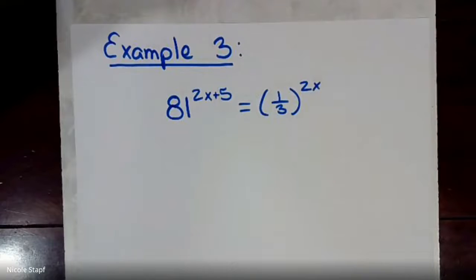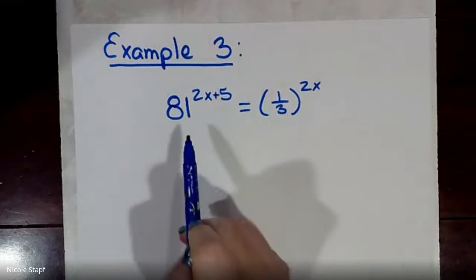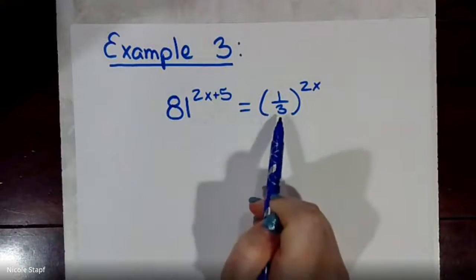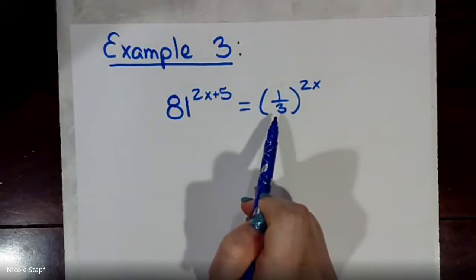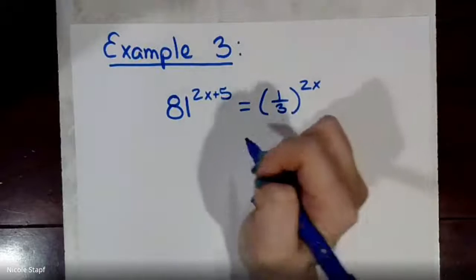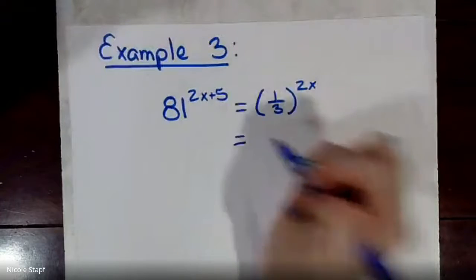We have 81 to the 2x plus 5 power equals 1/3 to the 2x power. So there's several things going on here. One, we notice right off the bat that our bases do not match. I'm going to deal with this one first, and I'll explain why. I'm going to deal with this one first because this is actually really easy to do.